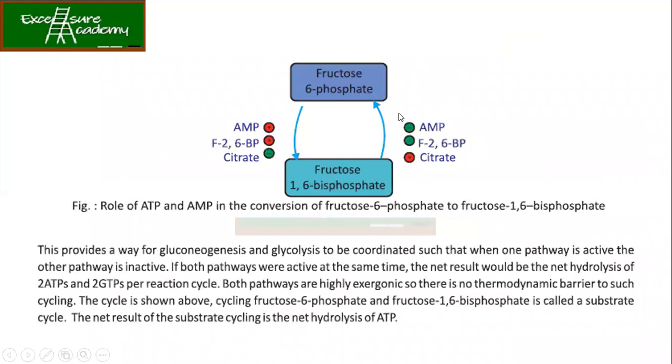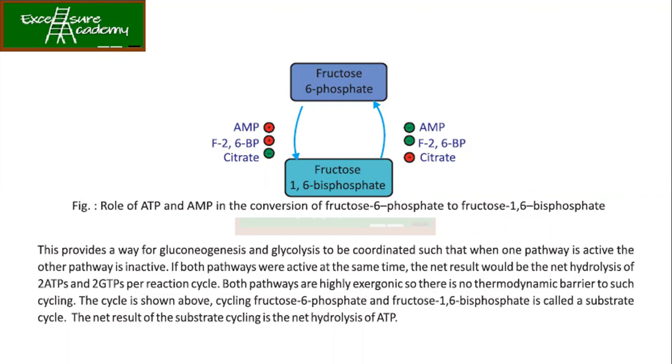So okay, fructose-6-phosphate, fructose-1,6-bisphosphate. So what did we see here? AMP and fructose-2,6-bisphosphate and citrate. So both of these two have the positive effect and here citrate gives negative. And over here it is the opposite: citrate will be positive, and the others will give negative effect. Okay? So this provides a way for gluconeogenesis and glycolysis to be coordinated such that when one pathway is active, the other has to be inactive. Obviously, right? If glycolysis is happening in one place, gluconeogenesis should be off.